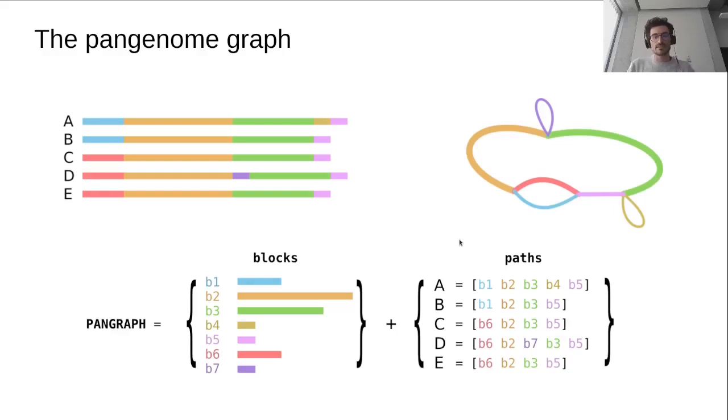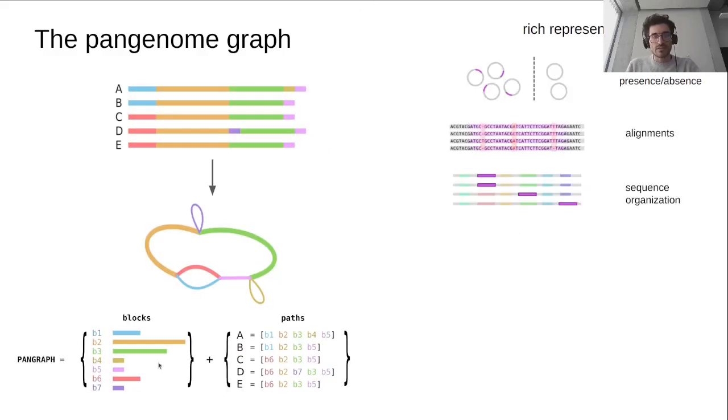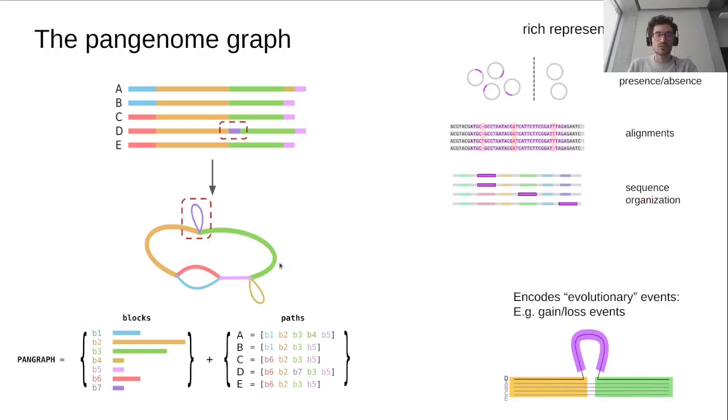A pangenome graph is nothing more than this collection of blocks and paths. I hope I can convince you that within this collection we have information on all of the layers that I talked about before: presence, absence, the alignments, and also the organization of the sequence. And we also believe that this structure encodes evolutionary events in a very natural way. You can imagine that if this small chunk of sequence got inserted recently, this is equivalent to a small loop in our graph where all of the sequences go through, all of the paths go through, except for one, which takes a small detour.